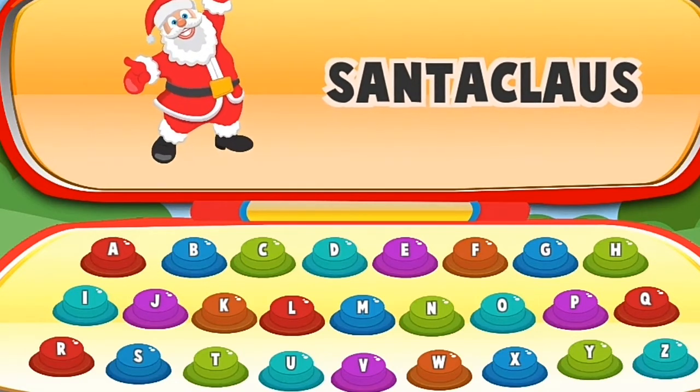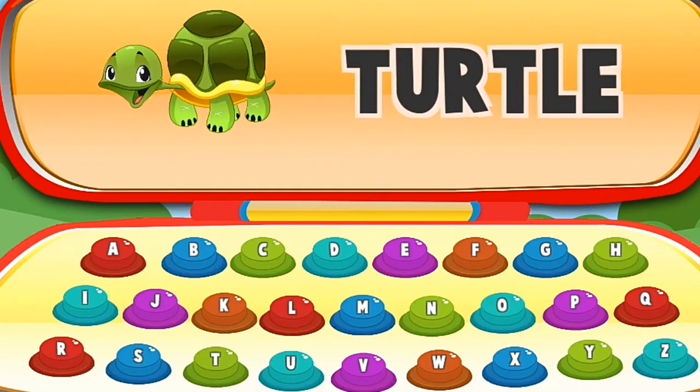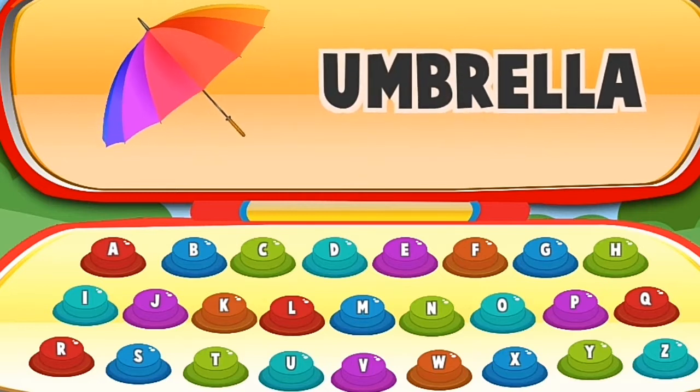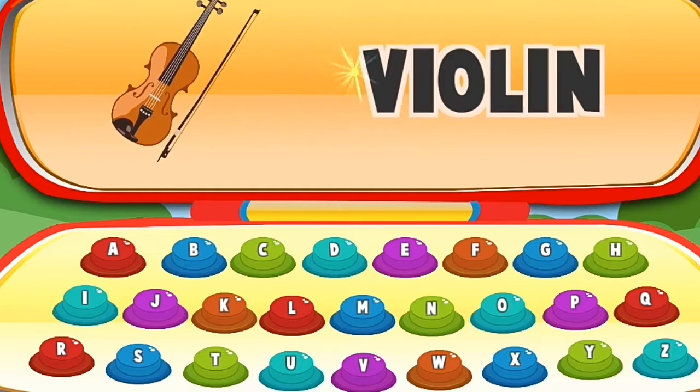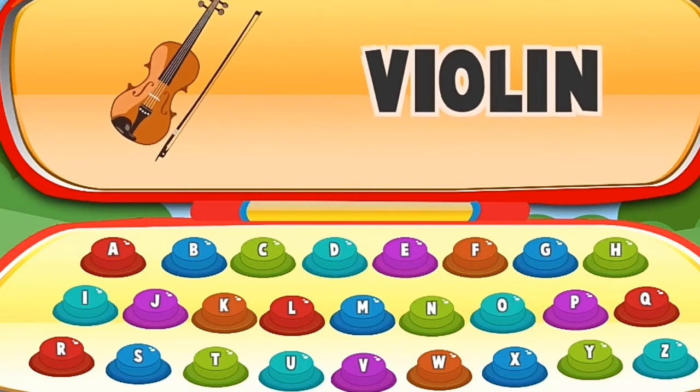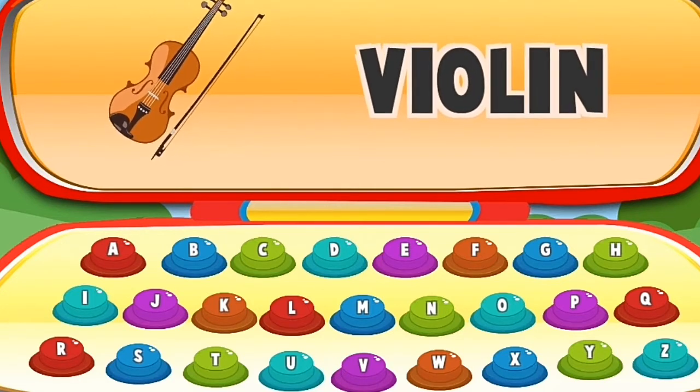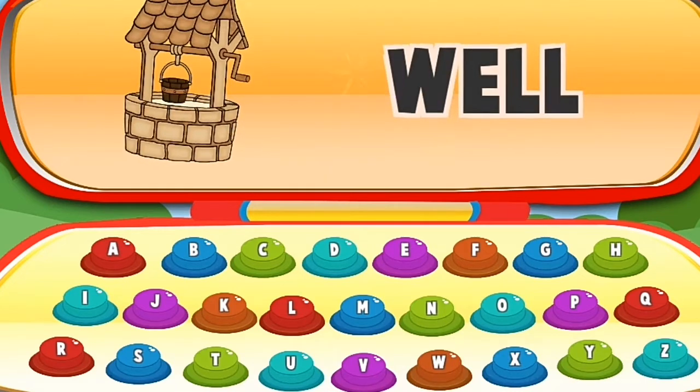S-A-N-T-A-C-L-A-U-S, Santa Claus. T for turtle, T-U-R-T-L-E, turtle. U for umbrella, U-M-B-R-E-L-L-A, umbrella. V for violin, V-I-O-L-I-N, violin. W for well, W-E-L-L, well.